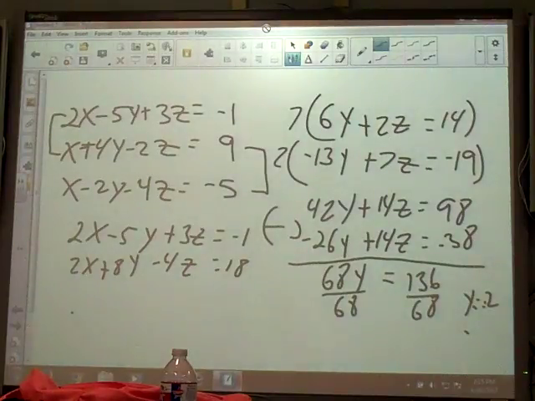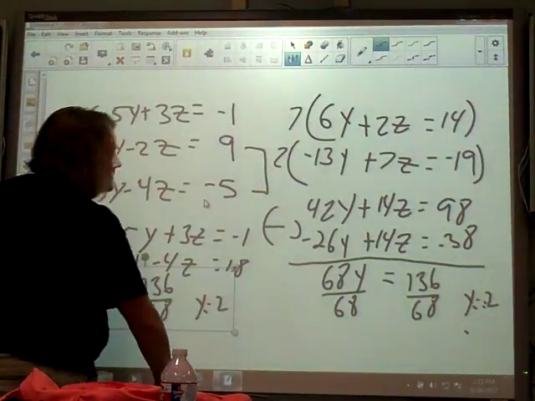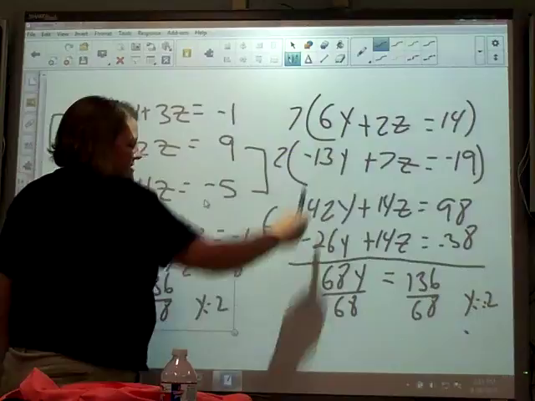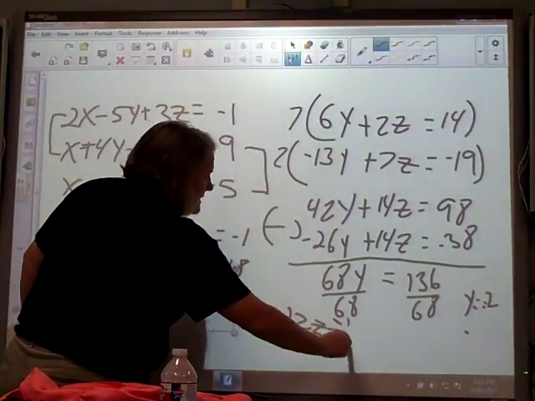Alright, now we gotta plug that back in somewhere. That's a 2 with the dots all around it, just y is 2. We gotta plug that back in somewhere to get a z. So either one of those new ones that we made, the 6y or the negative 13y, I would probably just do the 6 one. Is that okay? I'm going to have 6 times 2, so that's 12 plus 2z is equal to 14.